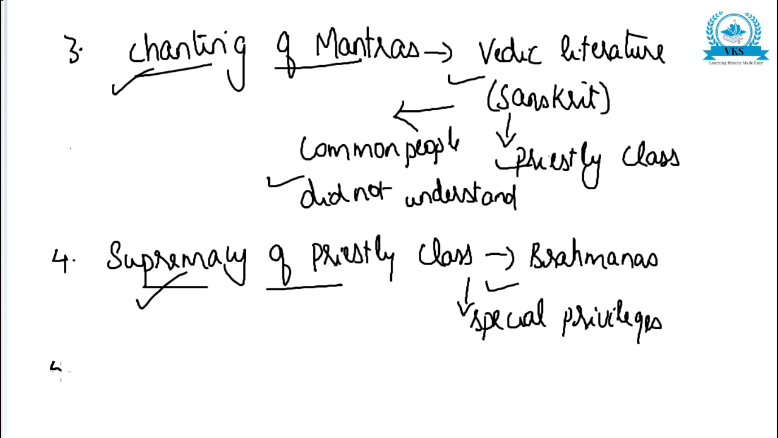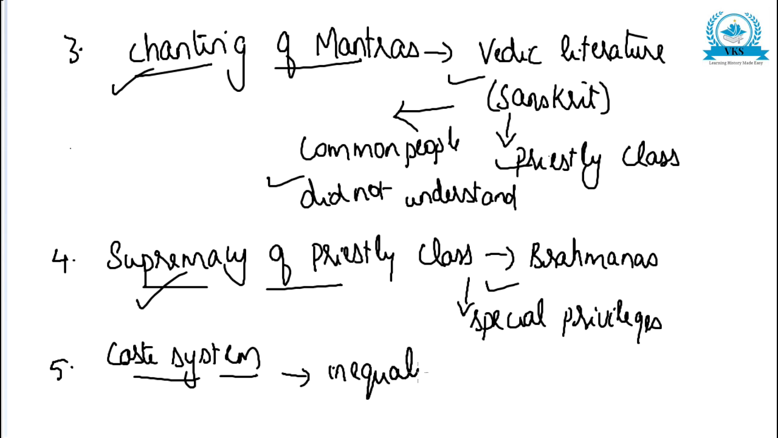The fifth factor for the rise of new religion was the caste system. The caste system was prominent during that time. That is, inequality and discrimination existed.